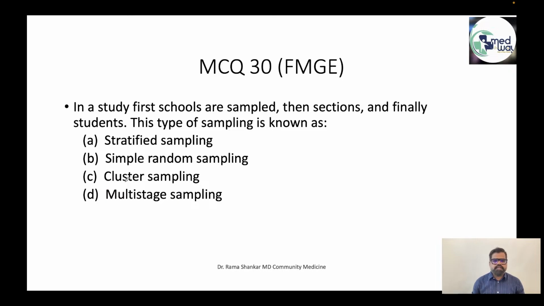Okay. The next one: in a study, first schools are sampled, then sections are sampled, and finally students are sampled. This type of sampling is known as, so you are doing it in stages, first schools, then sections, then finally students. So my answer is multi-stage sampling.